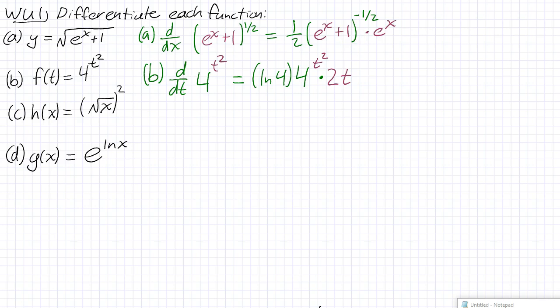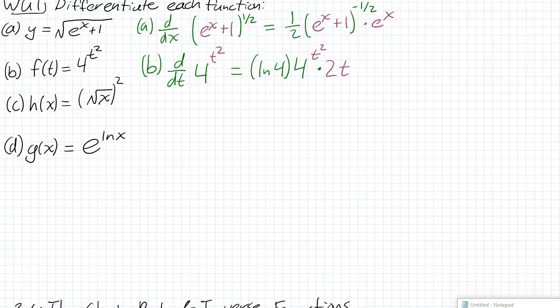This one, the outer function is 4 to a power. The derivative of 4 to a power is just 4 to that same power, but multiplied by the natural log of 4. And then I multiplied that by 2t, which is the derivative of the inner function, t squared. So that's that. Now let's look at C and D. Both of these have an easy way to do them, and there's also the hard way to do them. First, I'm going to show you the easy way.